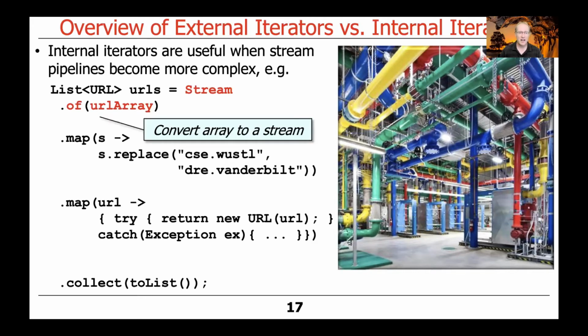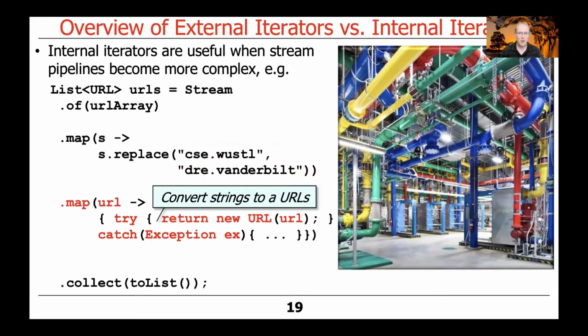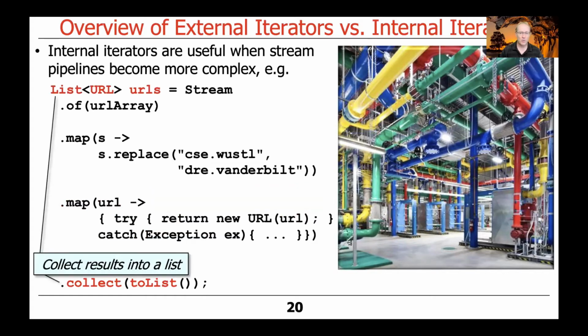So you can see here that we take a URL array. If we have an array of URLs, we convert that array into a stream. And then we're going to go ahead and replace the substrings in the stream. So for each string S, we're going to take a look and see if it contains the substring cse.wustel, which was my old URL domain name when I was a professor at Washington University. And we're going to replace that with dre.vanderbilt. And then we're going to pipe that into the map operation. And then what we're going to do is convert the string URL into a URL object of type URL, all caps. And when we're all done, we're going to collect the results into a list.